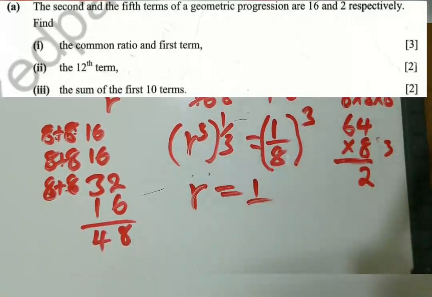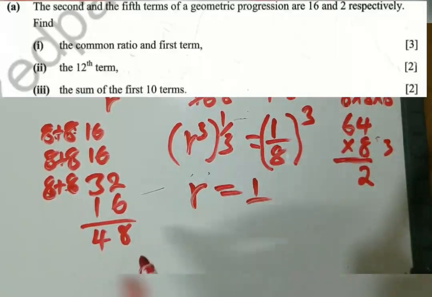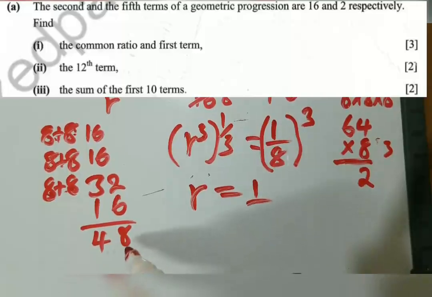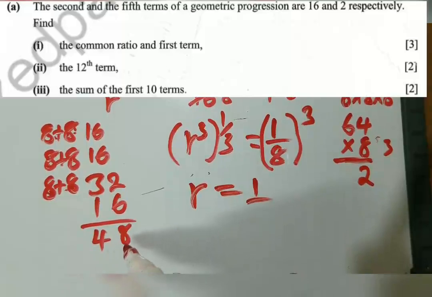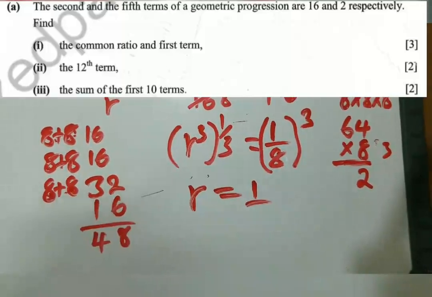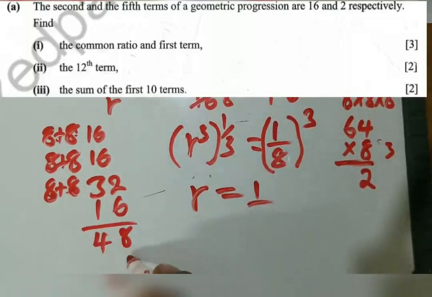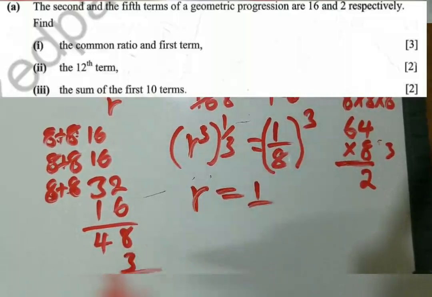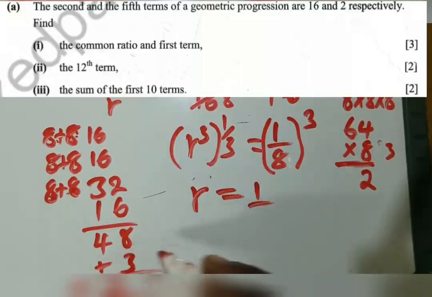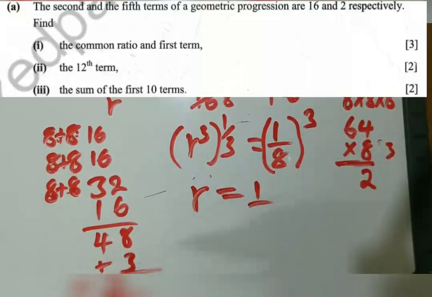So 48 plus 3, you are going to have 51. You're going to have 51 when you add 3 like that. So this is just 11. 8 plus 3, that is 11. 1 carry 1, 4, that's going to be 51.